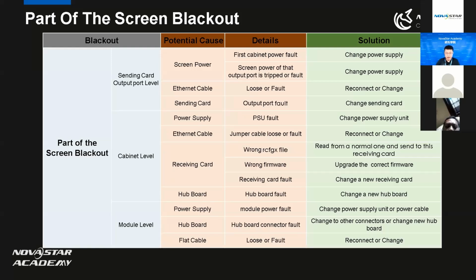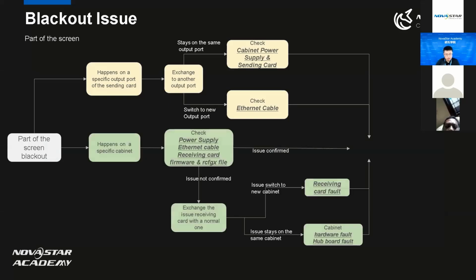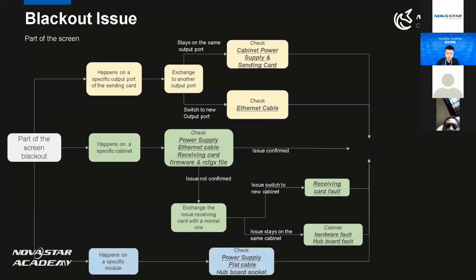And we have 3 levels. For each level, there are different potential causes. So by doing the troubleshooting step by step and checking every factor here, you will get the final solution. So here is the process. First, try to know what blackout level it is: output port level, cabinet level or module level, and then check all the factors we showed you.